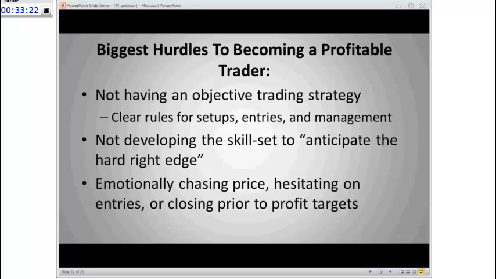All right. So one thing I just want to cover briefly is the intangibles of trading. The biggest hurdles to becoming a profitable trader, I think there's really 3. Number 1 is not having an objective trading strategy. And I know I've got to switch this PowerPoint over. There we go. So again, I'm going to go over the 3 biggest hurdles to becoming a profitable trader. Number 1 is not having an objective trading strategy.